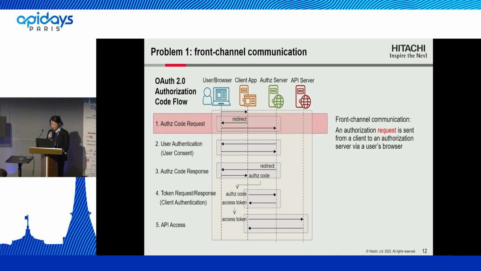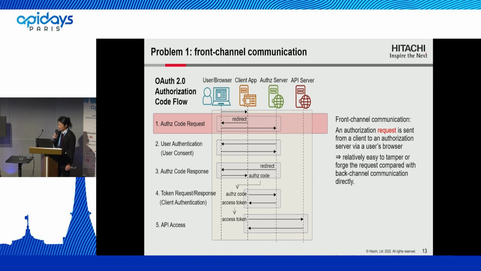The first problem may arise in front channel communication. According to OAuth 2 authorization code flow, at first, the client application sends an authorization request to the authorization server via the end user's browser by HTTP redirect. Then, it seems relatively easy to tamper with or modify this request compared with direct communication between the client application and the authorization server.